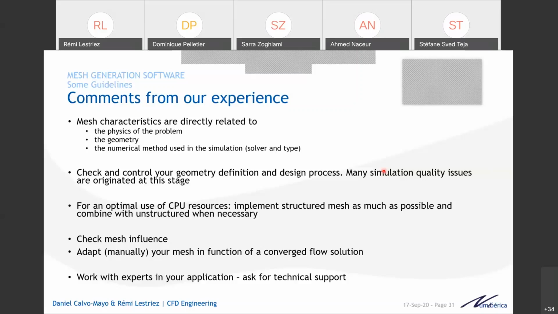Our proposal is to use structured mesh as much as possible, and then combine with unstructured mesh. This is directly for the efficiency of your whole simulation process. As we just said, check your mesh influence in a way or another, and if you can, adapt your mesh, manually or not, as a function of a convergent flow solution. I say convergent here because if your flow is not convergent, you might adapt to something that is transient while the simulation is starting to converge, so it's not good to do the adaptation at this step, because you can change the solution or adapt to something that is not real.